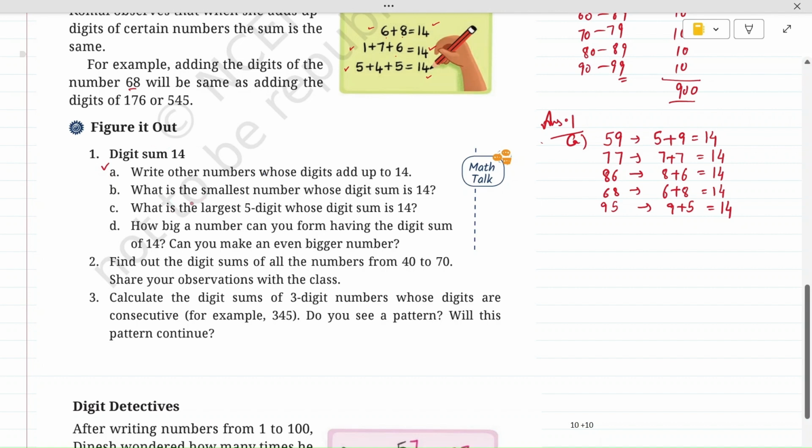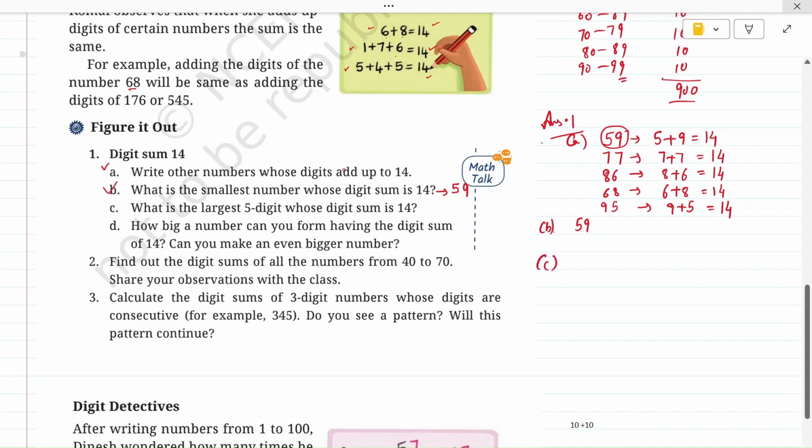Next we have, what is the smallest number whose digit sum is 14? So from all these numbers, the smallest number is 59. So I'm writing the smallest number whose digit sum is 14 is 59. Okay. Next. Okay, kids.